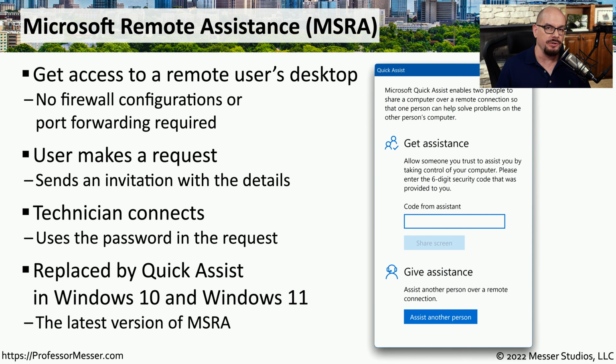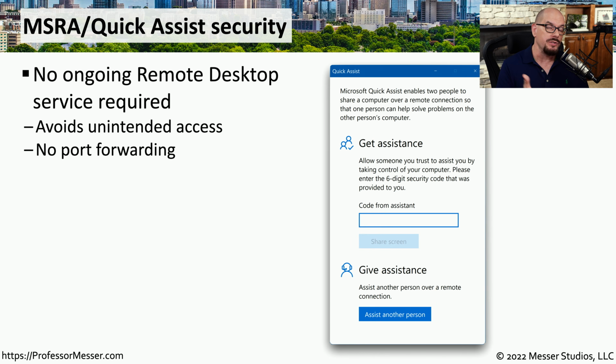Depending on the Windows version you're using, you might have Microsoft Remote Assistance, or you might have the newer version of Microsoft Remote Assistance, which also has a new name. This is called Quick Assist, and it's available now by default in Windows 10 and Windows 11. Quick Assist effectively streamlines those screens from Microsoft Remote Assistance, but it effectively provides the same service for the end user. One great benefit of using MSRA or Quick Assist is there's no service that's constantly running in the background. This means that you don't have to worry about somebody gaining access to your system without authorization, and you don't have to worry about configuring port forwarding or any firewall rules.